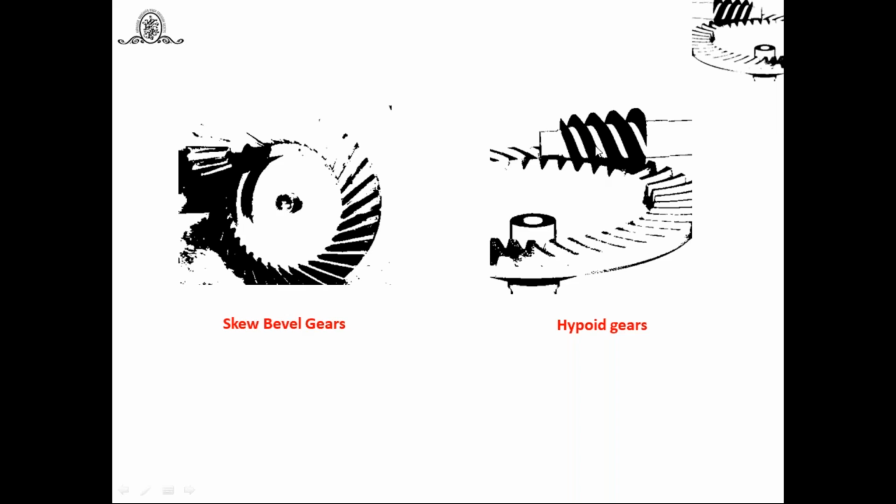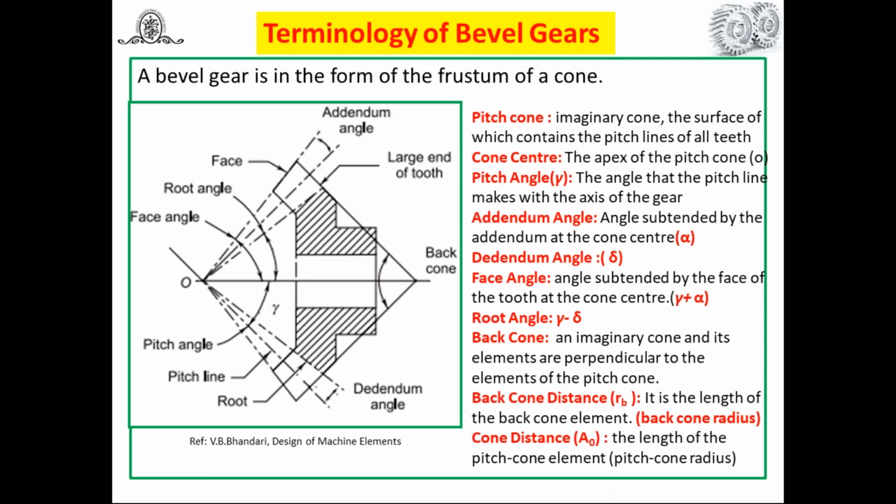But look at the hypoid pinion, you will find that because of this construction there may be a possibility of sliding and rolling motion. This is about the classification. Now we will proceed towards the terminology of the bevel gear. Now look at this. I have taken this figure from V.V. Bhandari's book. You will find this is a single bevel gear. Look at the nomenclature now.